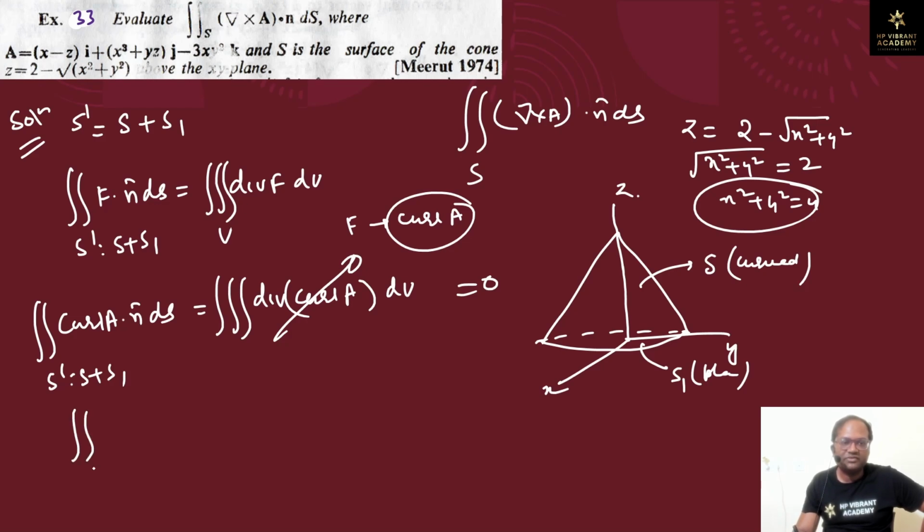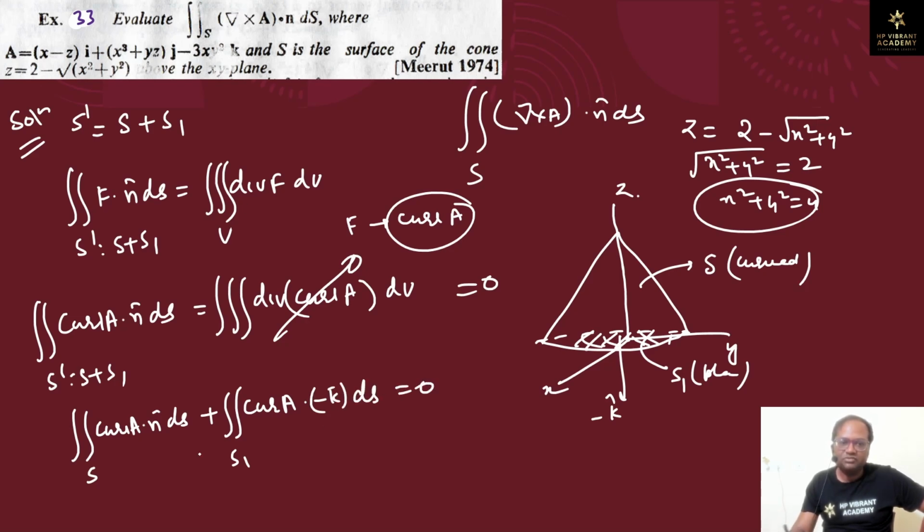So this is equal to the surface integral over S of curl of A dot n cap ds plus the surface integral over S1, that is the planar surface, of curl of A dot n cap. Because this is a planar surface, the outward normal will be along the negative z direction, that is minus k cap. So this is minus k cap into ds, and the total is equal to 0. So this means the surface integral of curl of A dot n cap ds is equal to the surface integral over S1, that is the planar region, of curl of A dot k cap into ds.